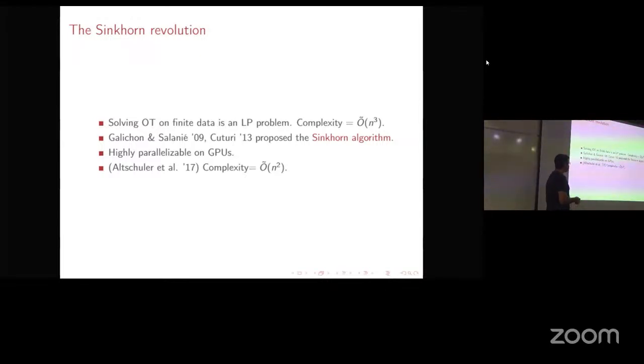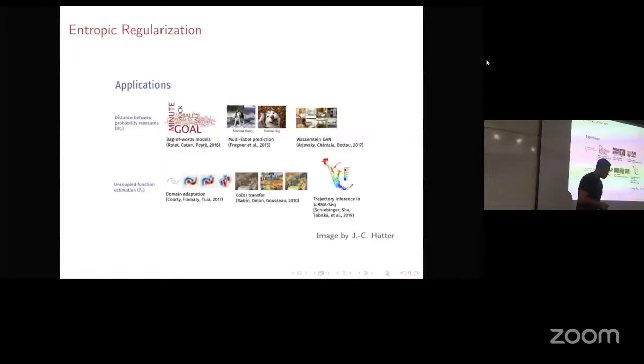On the other hand, it was shown by Altschuler et al. that if you use entropy-regularized optimal transport, you can cut down the complexity by n squared. Huge improvement when your n, the number of data points, is like, I don't know, hundreds of thousands. Huge improvement. So that's one reason why you would want to do this. There are other reasons, I'll come to them very soon.